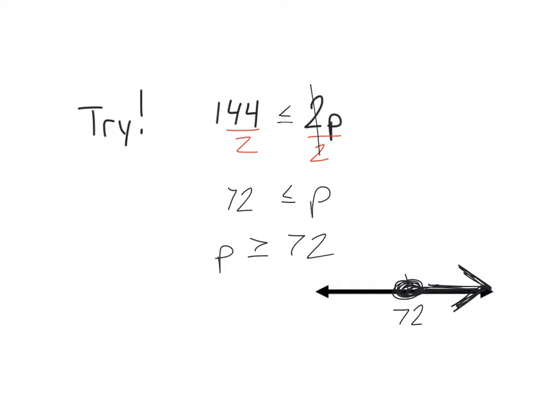And then pick a number to test. What's a number that's greater than or equal to 72? How about 100? Right, 100. So if I plug that into the original, 144 should be less than or equal to 2 times 100. Well, 2 times 100 is 200. Is 144 less than or equal to 200? Yes, it is, so we did it right.